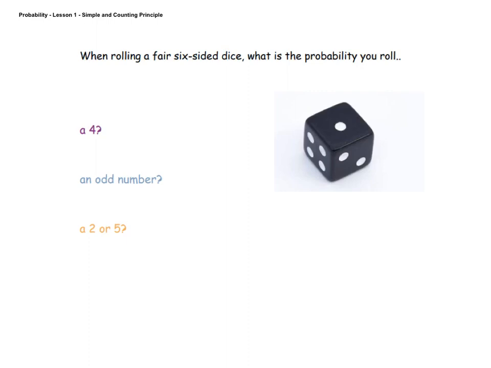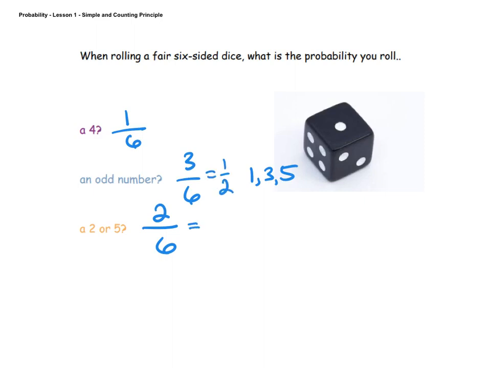Dice. So when rolling a 6-sided die, the probability that you will roll... the bottom of these is all going to be 6s. The sample space for a die is 6 sides. 1 side is a 4. 3 sides are odd numbers, 1, 3, and 5. 2 or 5 represents 2 sides. Okay, so let's check to see if I can reduce any of these. This is equal to a half, and this is equal to a third.